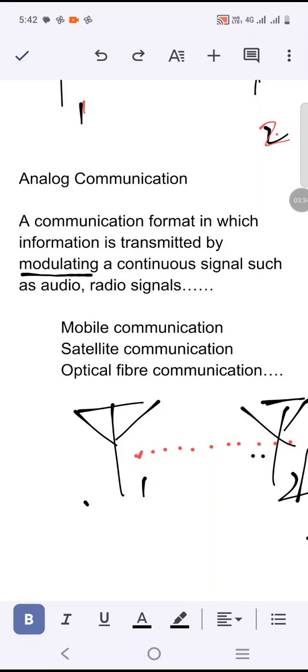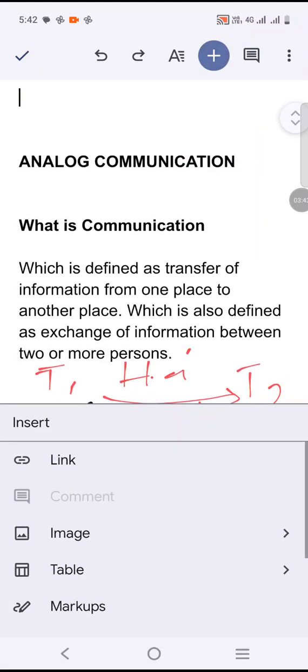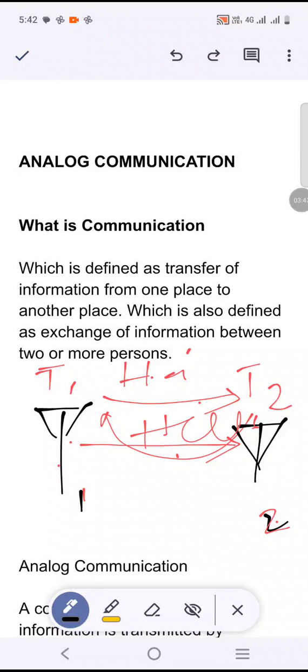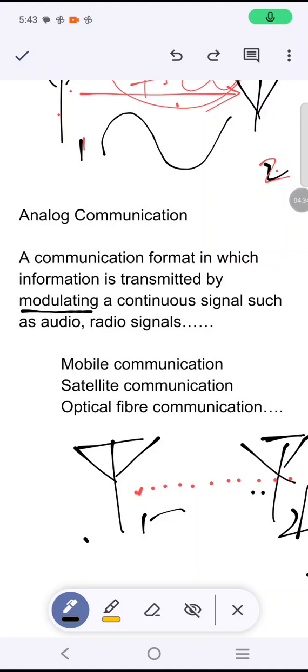Let's suppose there are two persons, T1 and T2. In between these two persons, let's suppose we transmit information. So what does information mean? Let's suppose this is a sound signal. If you are speaking with another person, saying hello, how are you, this signal is transmitted in the form of a continuous signal, which is called analog communication. If you are transmitting the signal in the form of a continuous signal, it is called analog communication. In analog communication, the sound signals, audio signals or radio signals are represented as continuous signals.